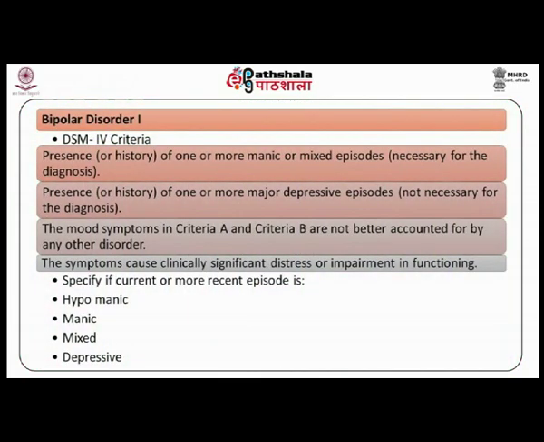First, bipolar disorder 1. DSM-4 criteria: A. Presence or history of one or more manic or mixed episodes is necessary for the diagnosis. B. Presence or history of one or more major depressive episodes is not necessary for the diagnosis. C. The mood symptoms in criteria A and criteria B are not better accounted for by any other disorders. D. The symptoms cause clinically significant distress or impairment in functioning. E. Specify if current or most recent episode is first hypomanic, second manic, third mixed, fourth depressive.